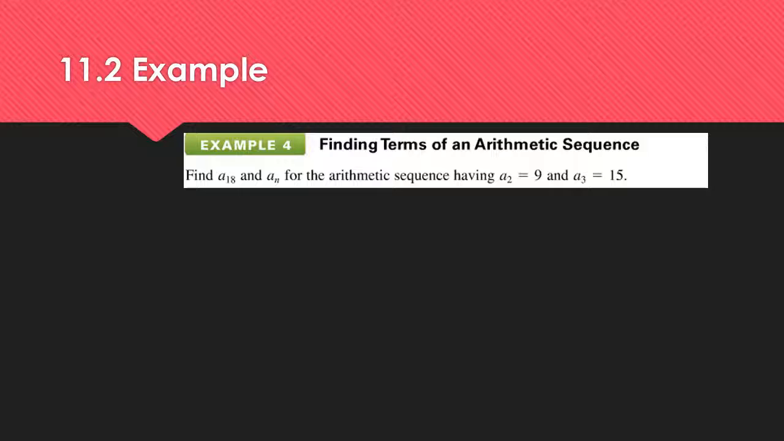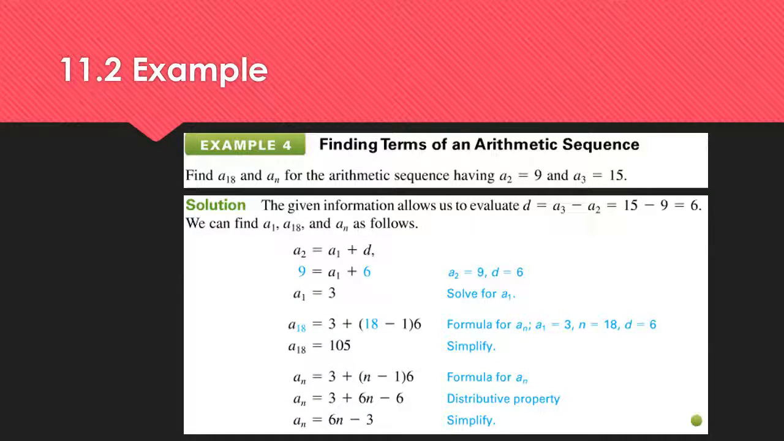Now try this example. Pause the recording, give it a try, and resume to check your answer. Okay, we were able to figure out the common difference, and when we know the common difference, we can backtrack to find a sub 1. So a sub 1 is 3, and the common difference is 6. Putting it into the formula, the 18th term is 105, and the nth term is 6n minus 3.